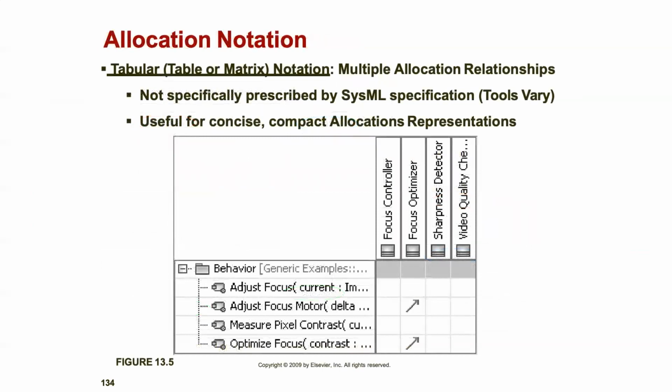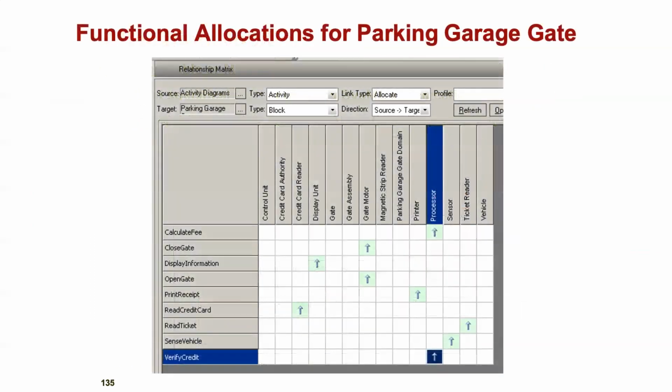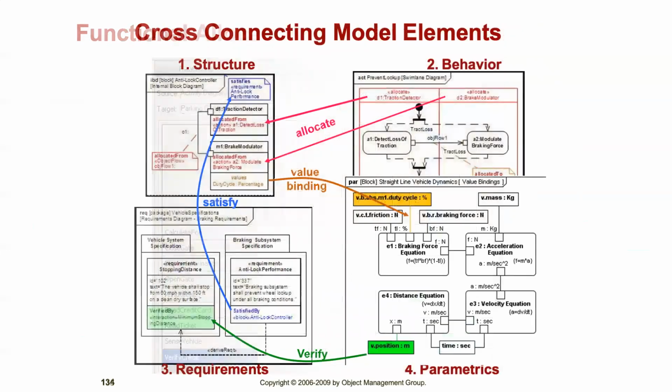You can also have this in a tabular notation. So here we can be showing multiple allocation relationships. It's not specifically prescribed by the SysML specification, and this is useful for concise, compact allocation relationships. Here we're just showing another example, highlighting what it would look like in a tool, and this is for the parking garage gate scenario.